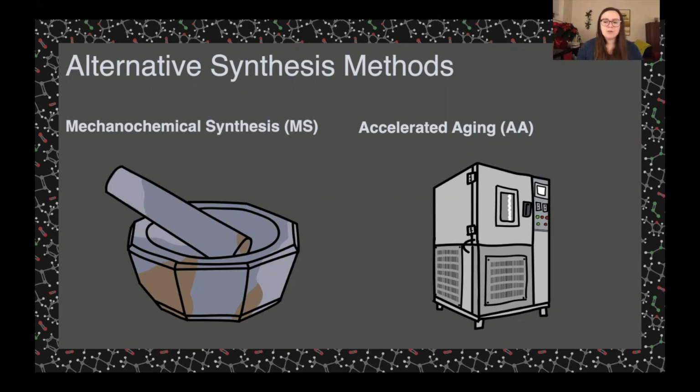So a couple of different solid state synthesis methods are mechanochemical synthesis and accelerated aging. So solid state, you've got solid reagents, not dissolved in anything, just powders and rocks, and they become something different. So mechanochemical synthesis is super simple. It's just grinding things until they react.